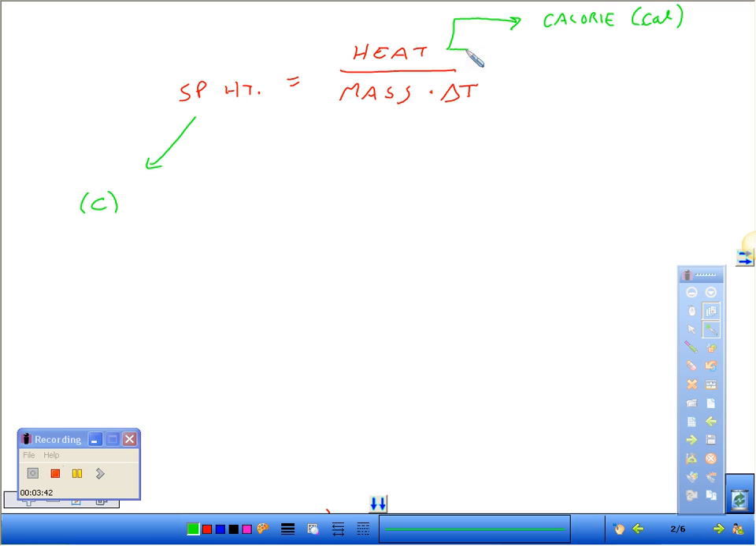Another unit that's also used for heat is the joule, J-O-U-L-E, has a symbol of a J, and those are just 2 common units, just like we can measure things in inches or in centimeters. Mass for specific heat is typically done in grams, which has a symbol of a G. And change in temperature, the temperature is in degrees Celsius.